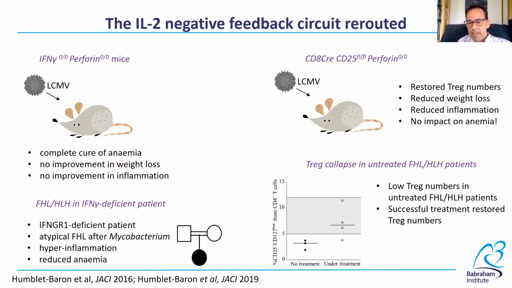We can then formally test the hypothesis that the Treg collapse is important for disease. And what we did is a series of experiments in mice and humans. I'll start with the interferon gamma test. What we did is we took the perforin knockout mice, which can get FHL. We also crossed in interferon gamma knockout.